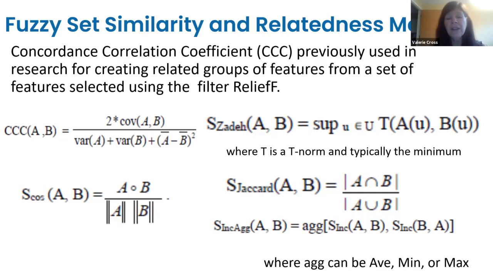Then the Jaccard index is very famous from taxonomy back in the early 1900s, just the ratio of the intersection of the two sets over the union of the two sets. And last but not least, we used an inclusion measure, an aggregation of how much of set A is included in B and how much of set B is included in A. And the aggregation operator that we used was 3: average, min, or max.